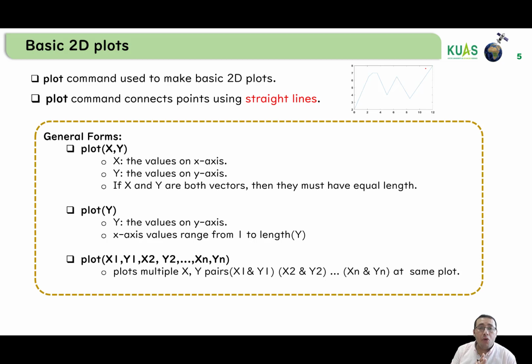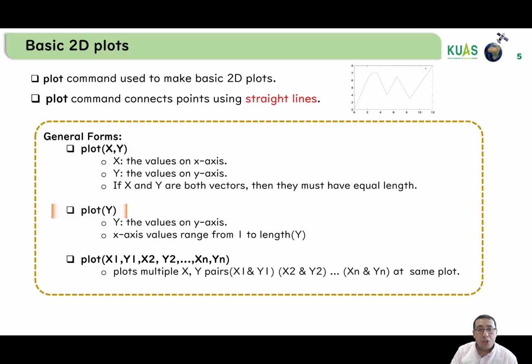And we have three forms for the plot command. The first one is plot(x, y). In plot(x, y), x and y are data. For example, if they are vectors and x has 6 elements, y should also have 6 elements. So x and y should have the same length. The x values will be drawn on the x-axis and the y values will be drawn on the y-axis.